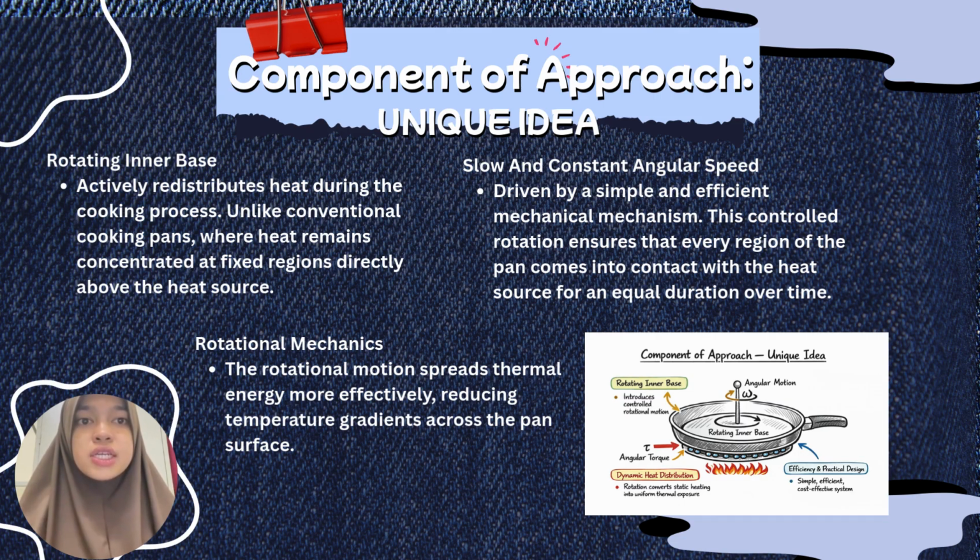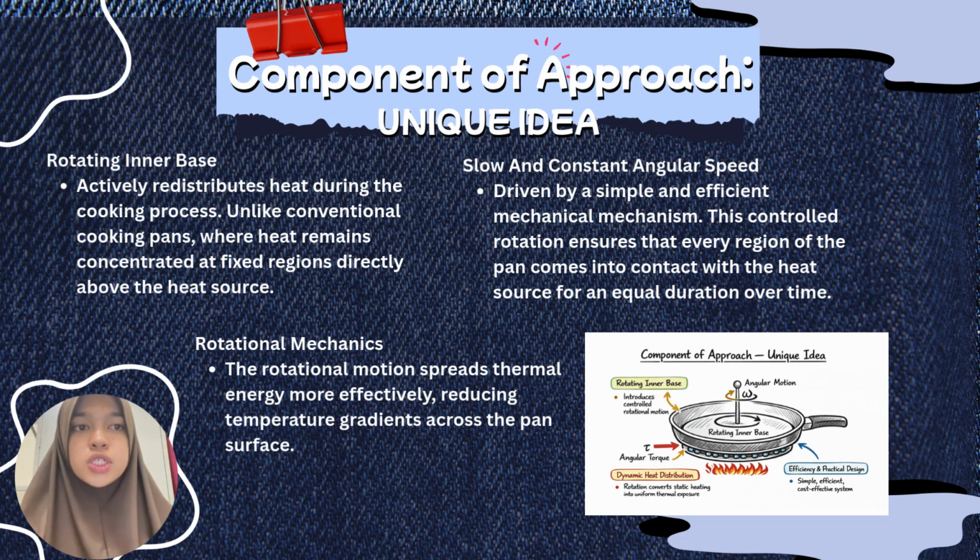The inner base rotates at a slow and constant angular speed, driven by a simple and efficient mechanical mechanism. This controlled rotation ensures that every region of the pan comes into contact with the heat source for an equal duration over time. As a result, the formation of hot spots is significantly reduced, allowing food to cook more evenly and consistently. By applying the principle of rotational mechanics, the smart pan transforms static heat exposure into dynamic heat distribution.